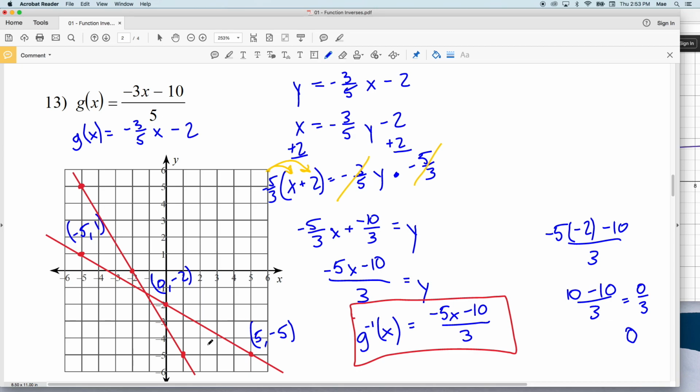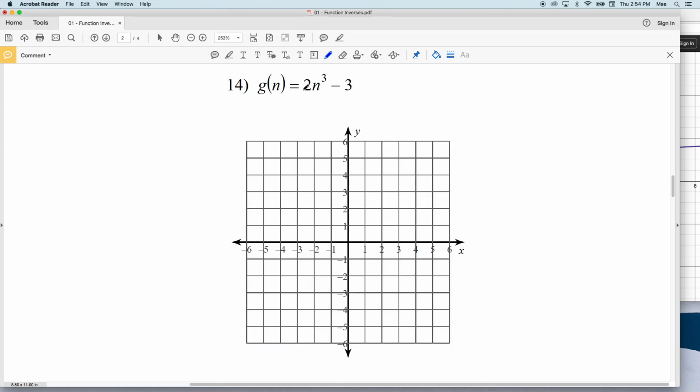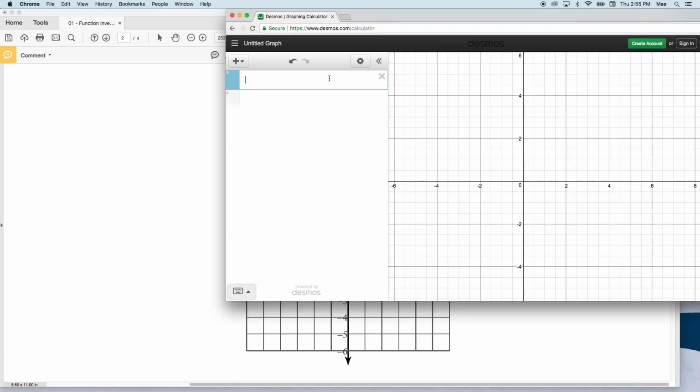Let's move on to the last problem in this section, number 14. For number 14, I'll use a graphing calculator to help me graph this. So for the function, we have 2n to the third, and that's minus 3. But I'll go ahead and write n as x for my graphing calculator online, because this graphing calculator is in terms of x. So 2x to the third minus 3.